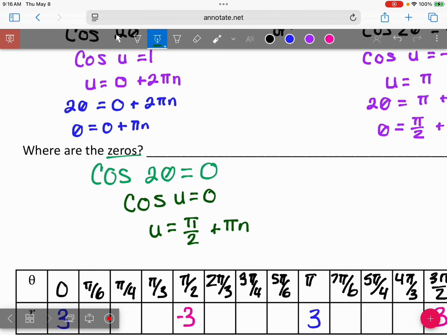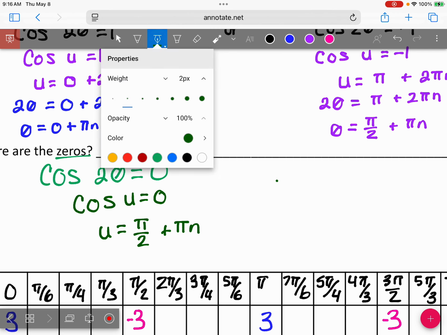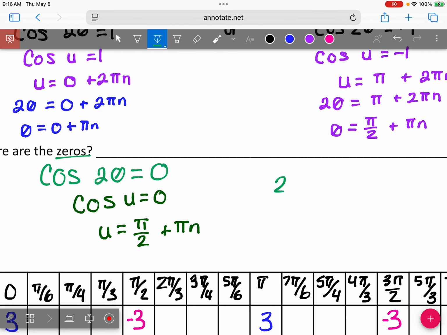Whenever we have the zeros, it's going to be that pi n, but it's pretty much only going to be on the zeros. But again, we can switch that back into our 2 theta, because we know that 2 theta is actually going to equal that pi over 2 plus pi n. So what's our theta going to be?